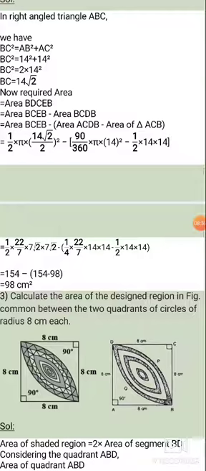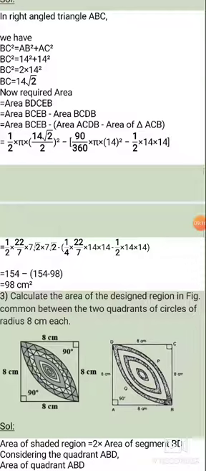So area of the shaded region is equal to 2 into area of the segment BD. Now the segment, you know, that small portion from that sector. Okay. So 2 into, means both sides are there. So we can write, what? 2 into area of the segment BD.